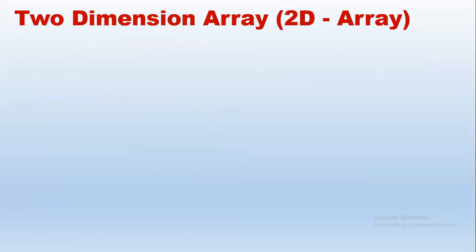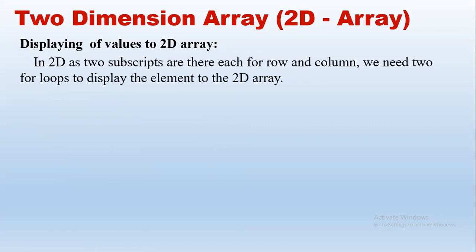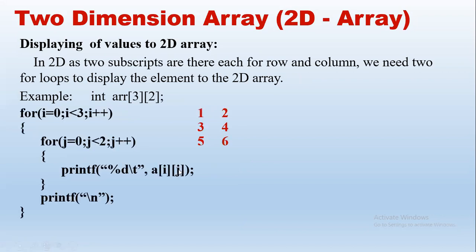So next, similarly, we have to now print it, right? So display the elements of the 2D array. Like we have taken input, even for output we need 2 for loops because we have 2 indexes in the 2D array. One for loop for row number, another for the column number. If we take the same example, arr[3][2], right? So here we are printing the values. So i less than 3, j less than 2 for this example. And then we printf "%d\t", so that we get one tab space.